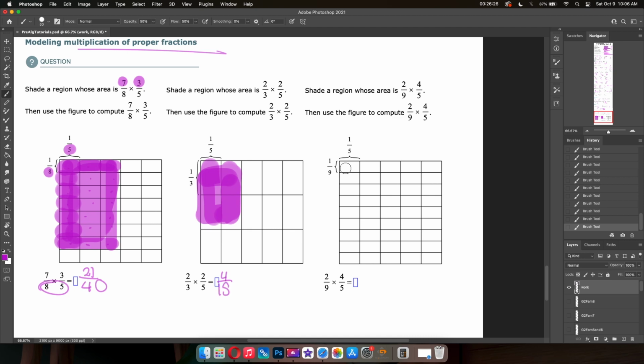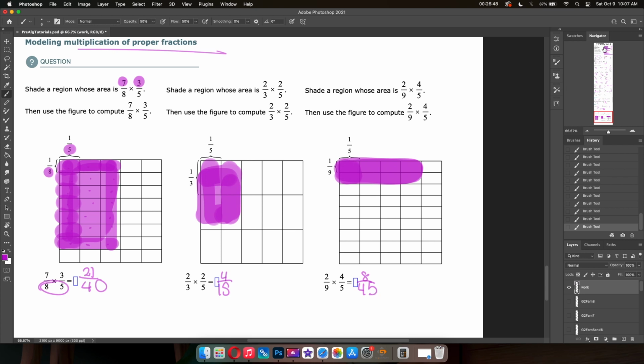Over here, how many ninths do we want? We want 2 of them. How many fifths do we want? We want 4 of them. Now we can shade in our happy little box. And how many do we have shaded? We have 8. How many total are there? That's a 9 by 5 grid, 45. That is how you're going to be doing this topic.